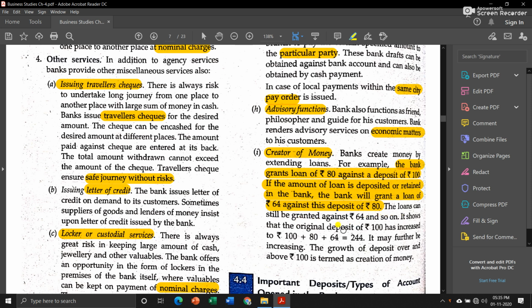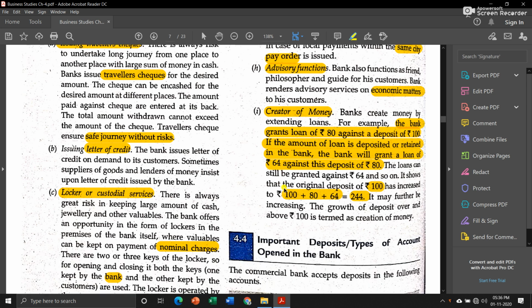It shows that the original deposit of 100 has increased to 100 plus 80 plus 64 is equal to 244. Now see, from this 100 rupees they have created an extra 144. Okay, now this is known as creator of money.